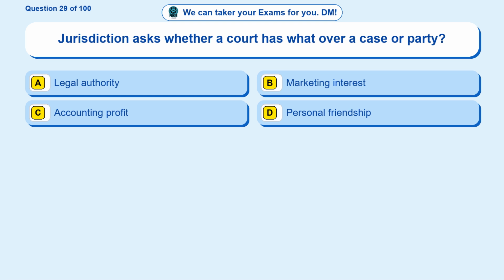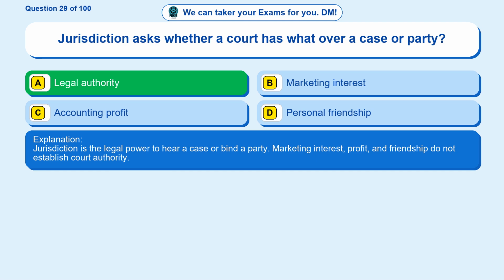Question 29. Jurisdiction asks whether a court has what over a case or party? Option A, legal authority. Option B, marketing interest. Option C, accounting profit. Option D, personal friendship. The correct answer is option A. Legal authority. Jurisdiction is the legal power to hear a case or bind a party. Marketing interest, profit, and friendship do not establish court authority.